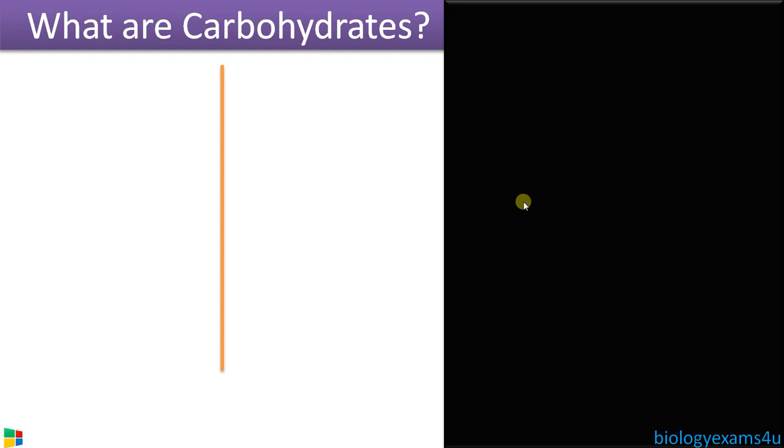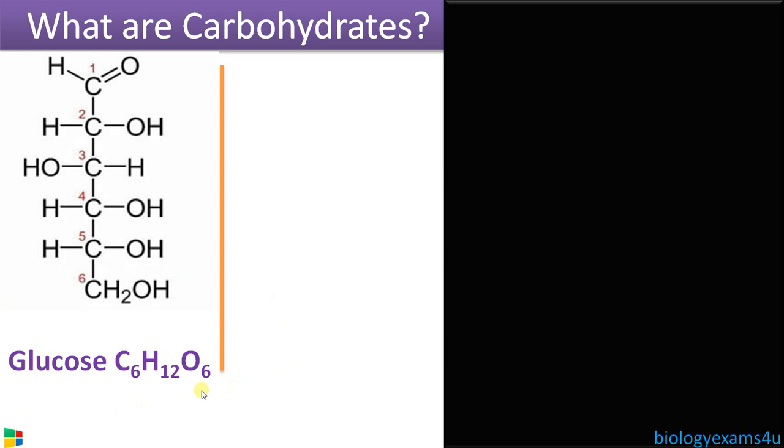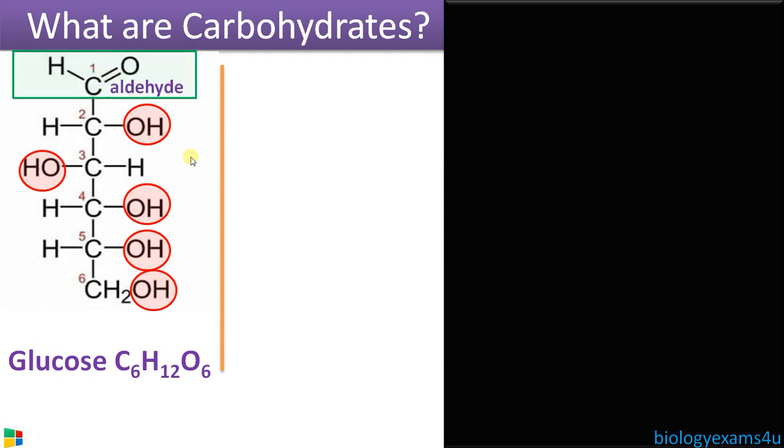Let's begin with the definition. What are carbohydrates? Let's take an example. So this is glucose, the most common carbohydrate, having a general formula C6H12O6. So with this formula, let us define glucose. Here you can see there are many hydroxyl groups, or the functional groups, in glucose. The first one is hydroxyl group. Then there is an aldehyde group, CHO. So this is glucose. So carbohydrate can be defined as a polyhydroxy aldehyde.